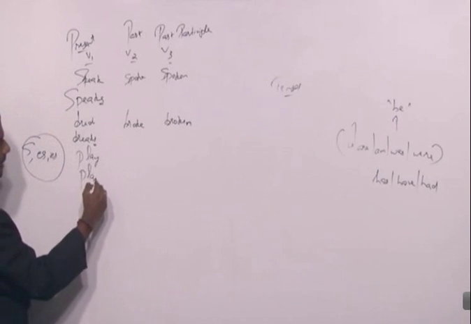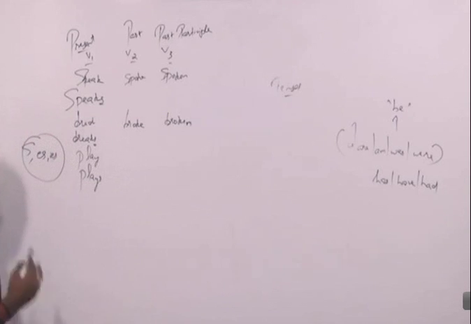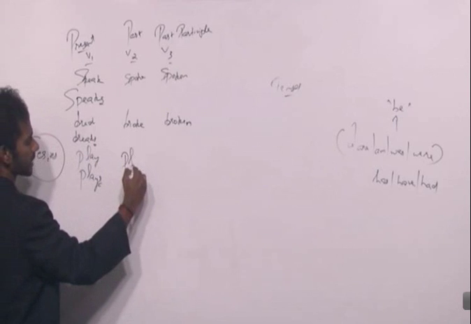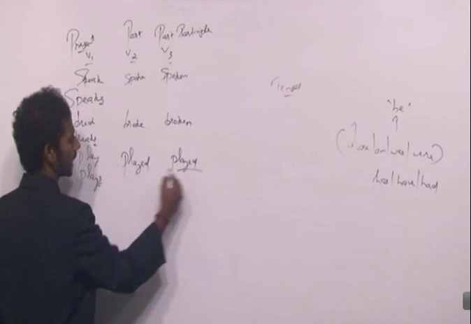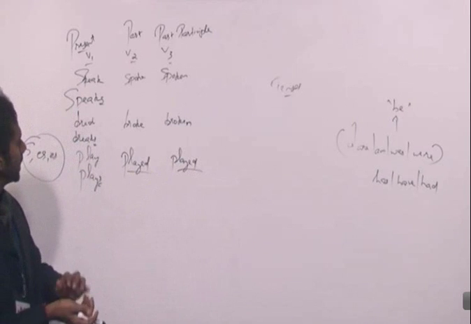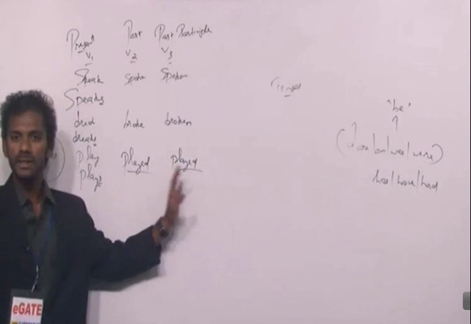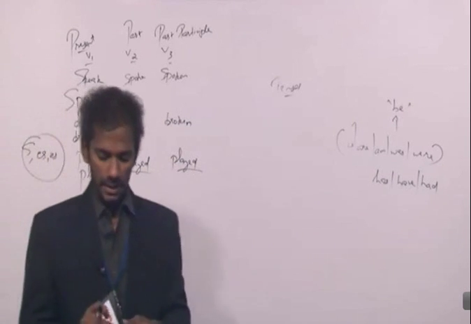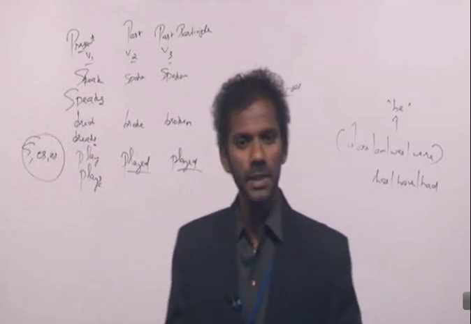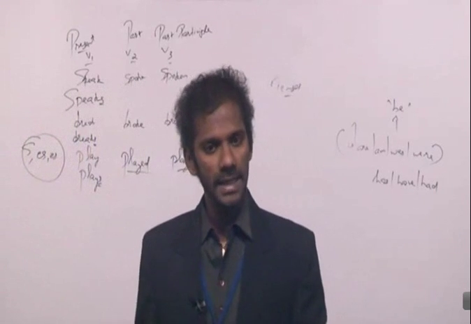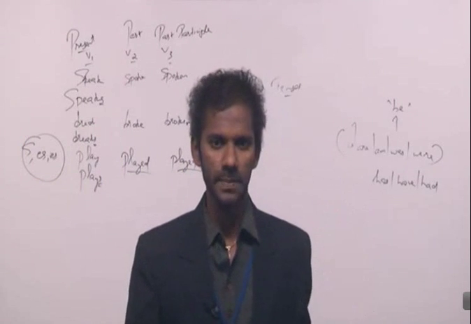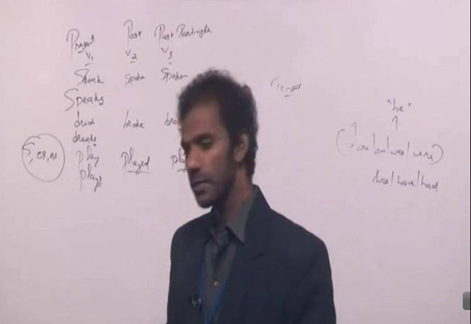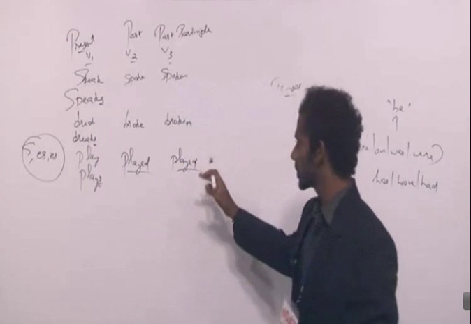Play and plays, both are in the V1 form. Play is plural, plays is singular. V2 is played. V3 is also played. So here, the V2 form and the V3 form are the same. So based on the rules, you must be able to identify whether the word played in a sentence is V2 or V3. We'll discuss the rules in detail today. Clear?